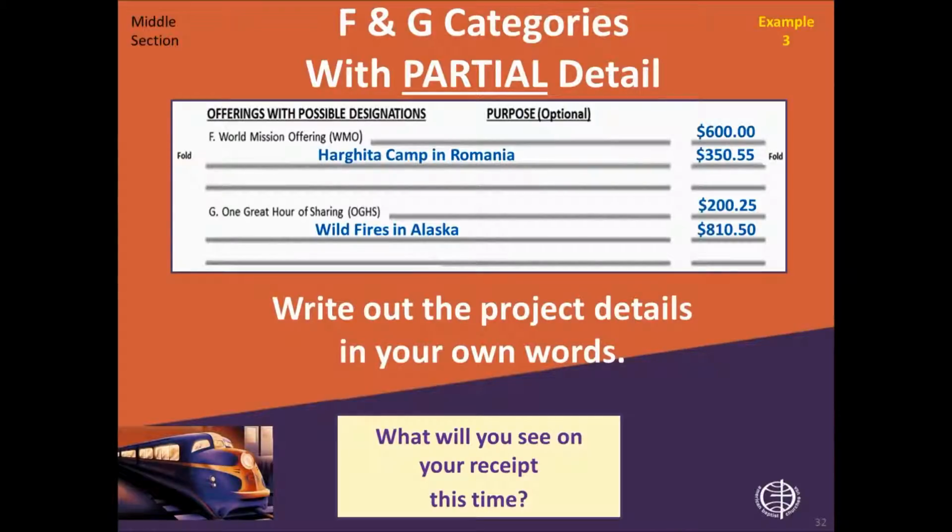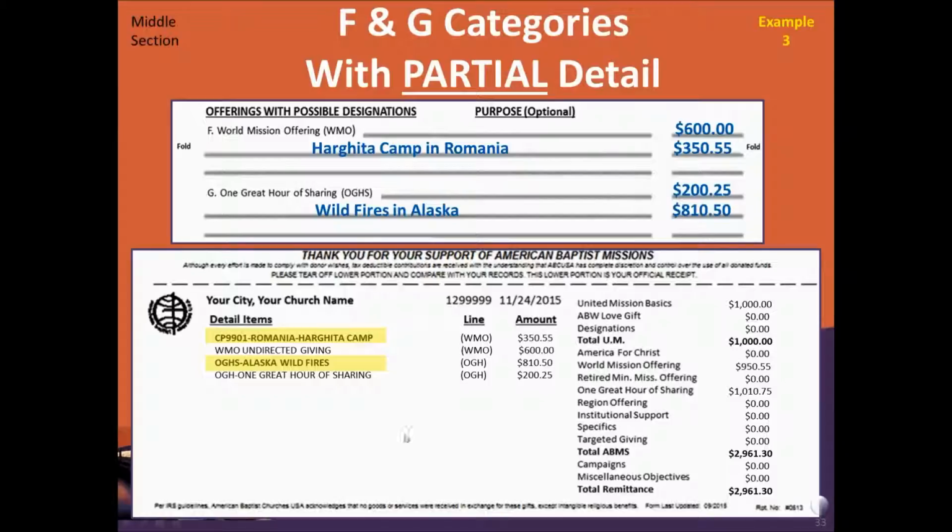Now let's get a little bit more detailed. This time we're going to add partial detail. We'll still keep those two original amounts without any detail at all, but now we'll add in the Harghita camp in Romania for WMO, and we'll add in wildfires in Alaska for OGHS. So we took a few moments and wrote out the project details in our own words, and now we want to ask, what will we see on the receipt this time?